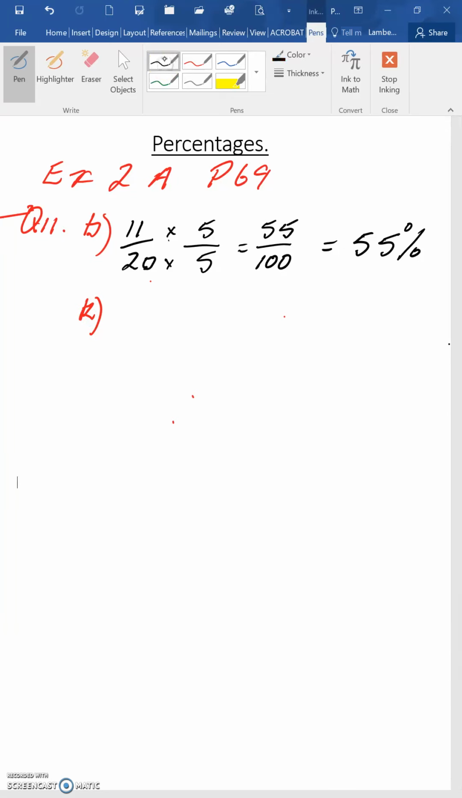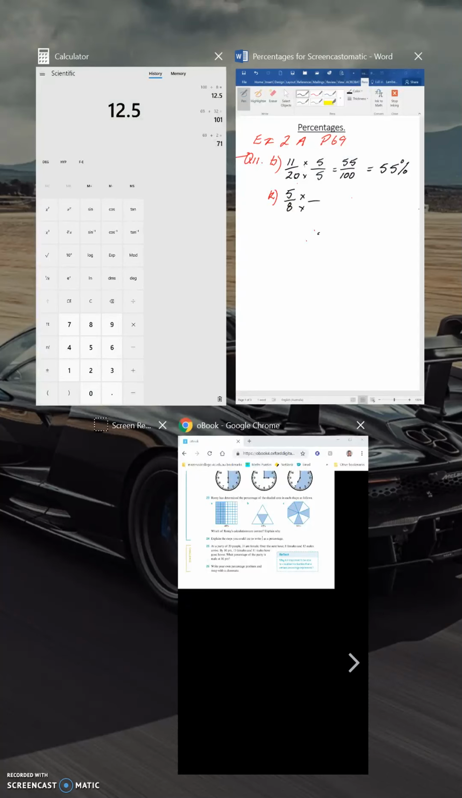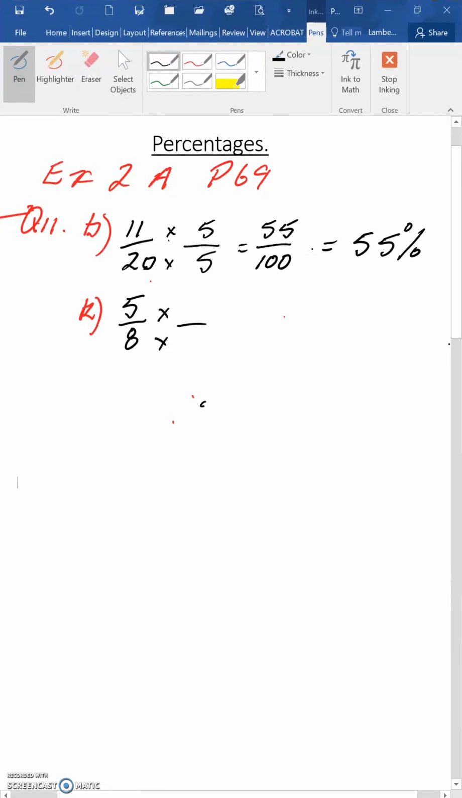Now, in part K, the fraction is 5/8, 5 over 8. So we're going to need to know what to multiply by to get that to a base of 100. So let's use the calculator, and we can divide 100 by 8, and we see that it's 12.5. So what we can do is go back to our fraction, multiply both the base and the top by 12.5.